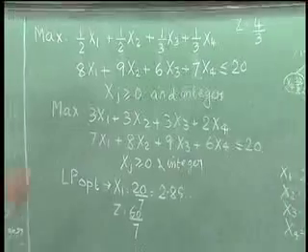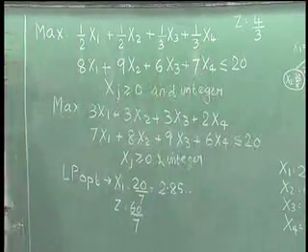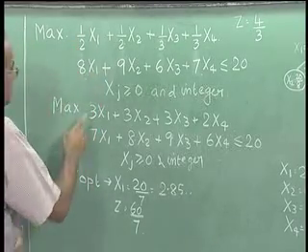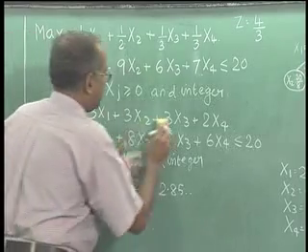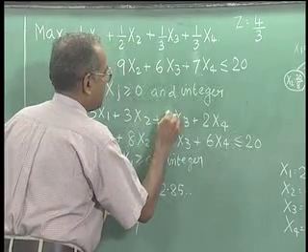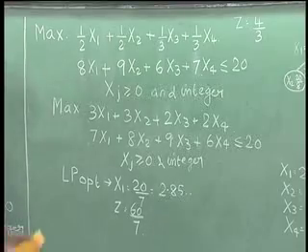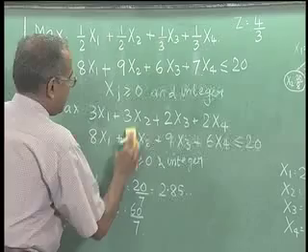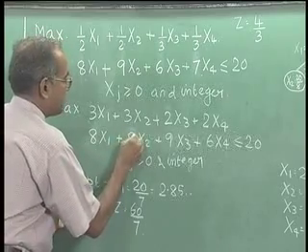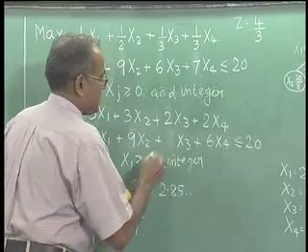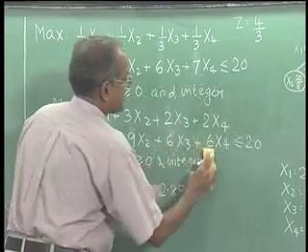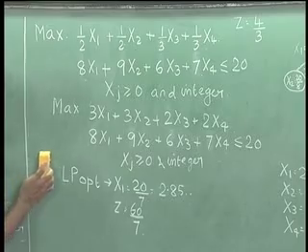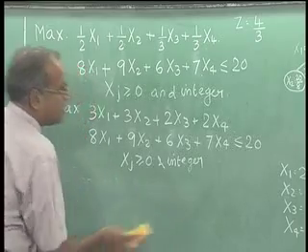Now, to make this a little more comfortable, we simply multiply the objective function by the LCM, which is 6, to get 3x1 plus 3x2 plus 2x3 plus 2x4 subject to the condition 8x1 plus 9x2 plus 6x3 plus 7x4 less than or equal to 20, xj greater than or equal to 0 and integer.